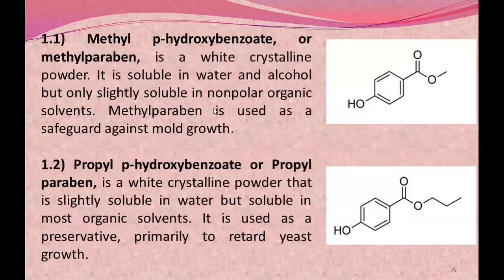Next, methyl parahydroxybenzoate or methyl paraben. This is one of the examples. You can see the structure is very simple. This is benzoic acid, parahydroxybenzoic acid, and to the oxygen a methyl group. This bond stands for a methyl group being present here.